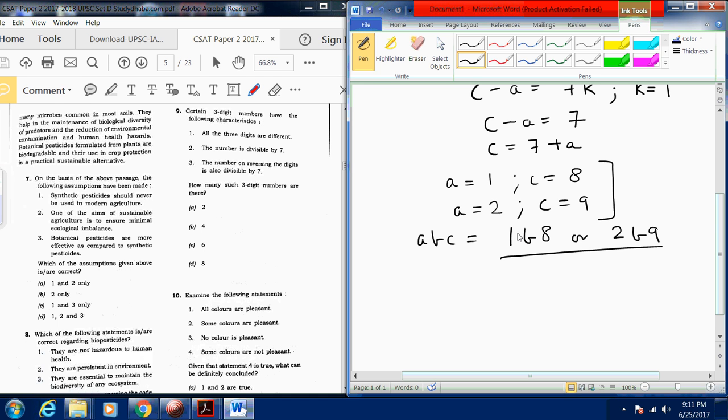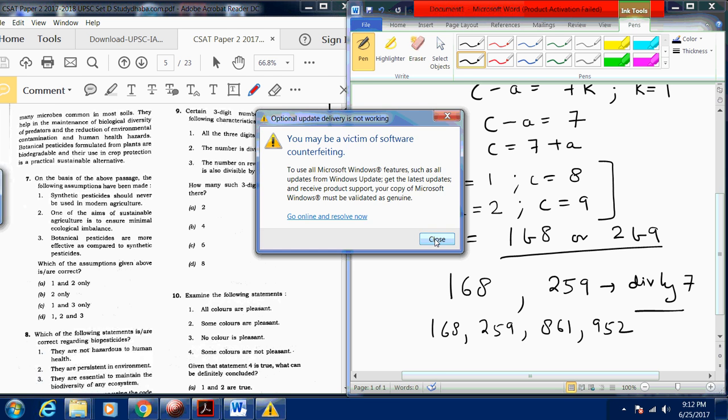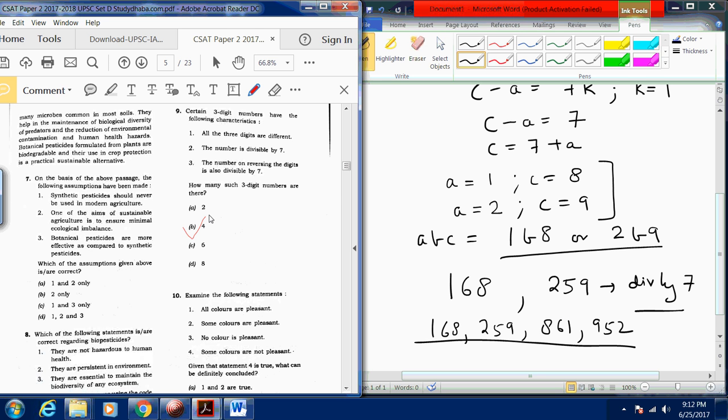So we can put individual values of B, and we find that only 1, 6, 8 and 2, 5, 9 will satisfy the criteria. These are divisible by 7. So how many numbers do we obtain? We obtain 168, 1, 2, 15. Now we reverse this, we get 861 and 952. So in all we get 4 such numbers which satisfy the criteria. So the answer should be 4. That is B.